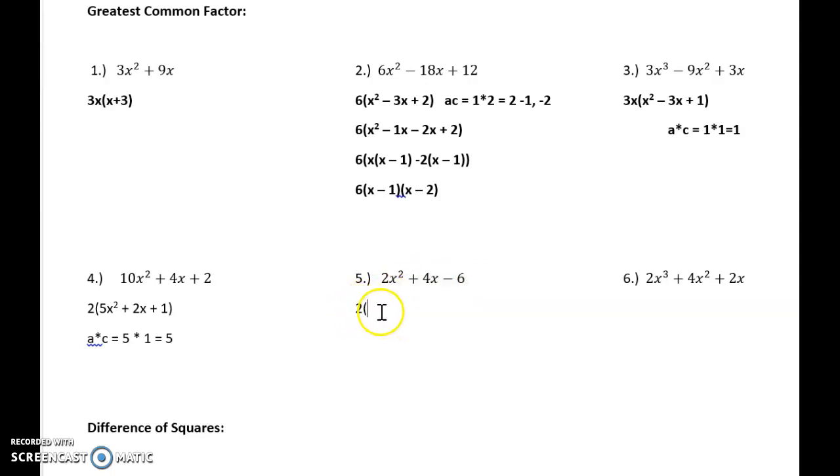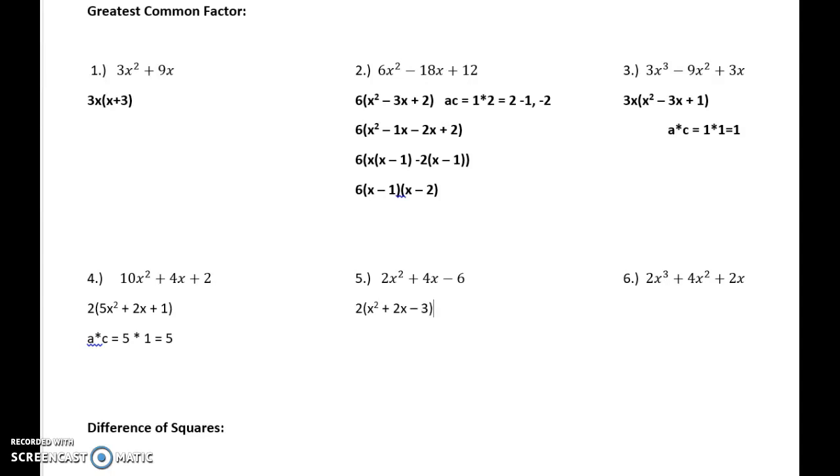2 divided by 2 is 1. I can put the 1 or not put the 1. It's understood to be there. And then x squared, because I didn't factor out any variable, I just leave that as it is. All right, 4 divided by 2 is 2. X, again, I didn't factor out any variable, so that x is just going to stay right there. Minus 6 divided by 2 is 3.